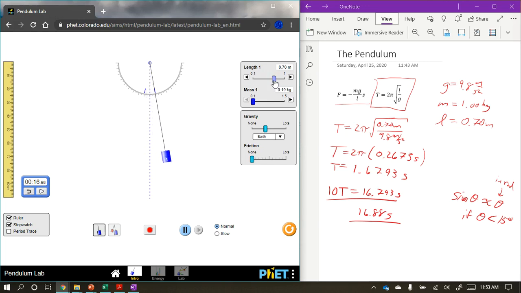Watch what happens when I shorten the string. The period has definitely decreased. It's gotten faster. So notice here, if I decrease the length, then the period should also decrease, which it did in this case. But if I increase the length, you increase the period, and it takes more time for it to actually oscillate.